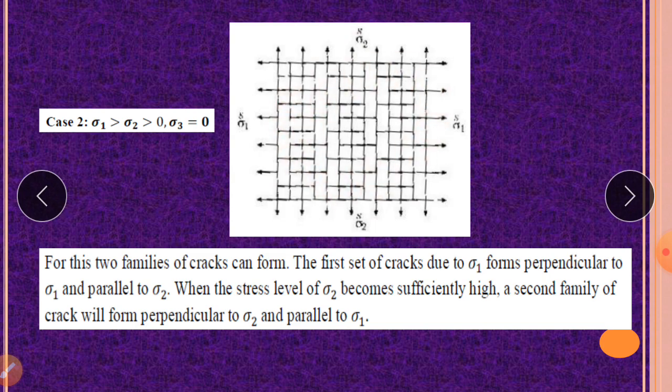By that we can understand how the stresses are determined and what the case of stress distribution in the material is. You can see for these two families, the crack can form the first set of cracks due to sigma 1. Similarly, they have explained the same thing.